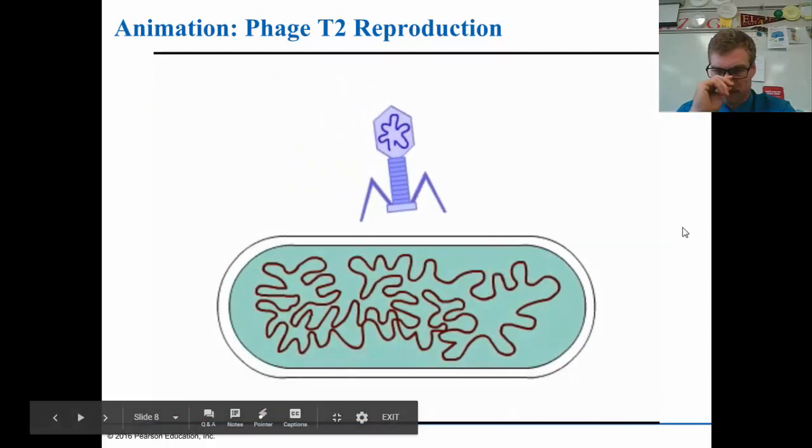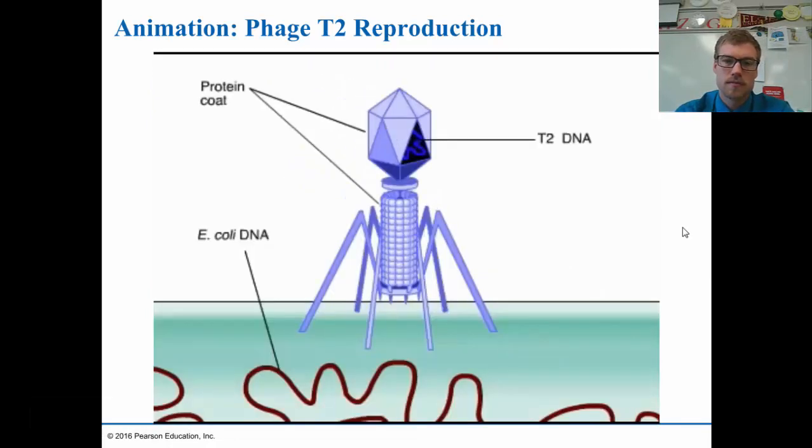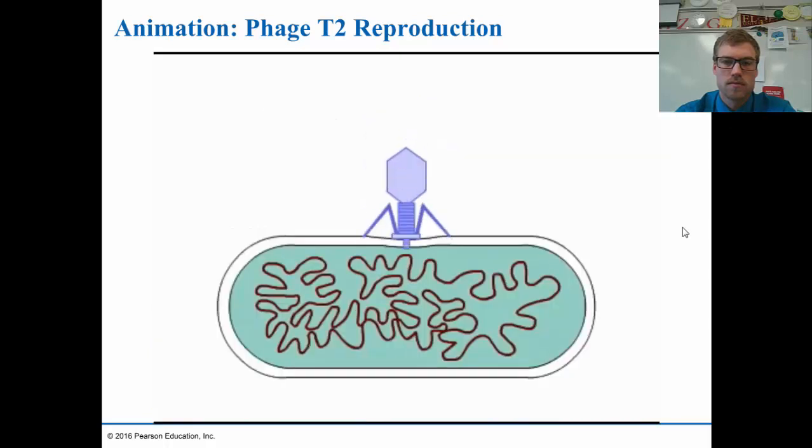Bacteriophages, or phages, are viruses that infect bacteria. This is a T2 phage, which consists of DNA inside a protein coat. The reproductive cycle of the T2 phage begins when the tail fibers of the phage stick to the receptor sites on the surface of a host bacterium, such as E. coli. The phage injects its DNA into the host cell, leaving the empty protein coat outside.